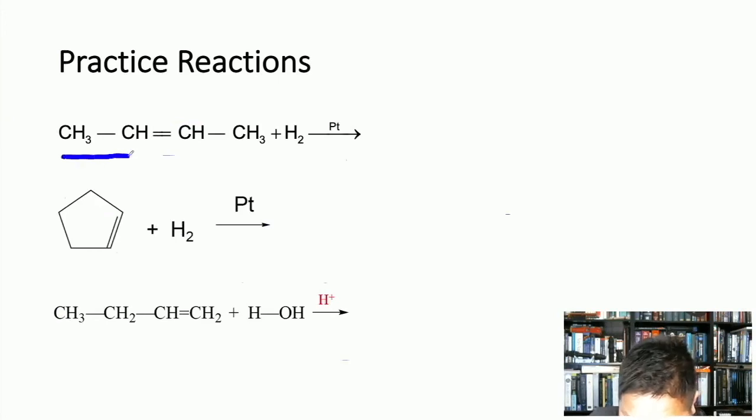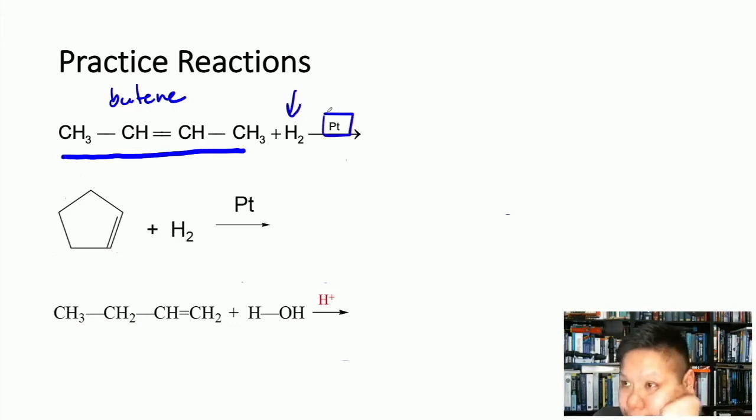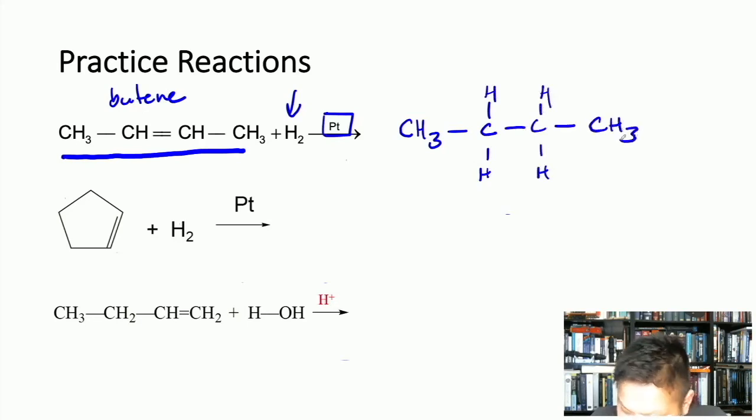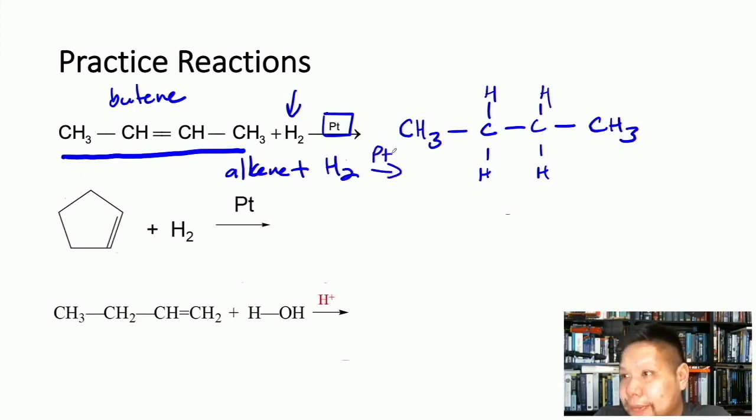I have CH3, CH, CH, CH3, which is just butene, right? And I am treating it with hydrogen gas in the presence of the catalyst platinum. What's going to be the product of this reaction? Well, we just saw in the previous slide, right? CH3, CH2, CH2, CH3. Because remember, an alkene plus hydrogen gas with some kind of catalyst like platinum, palladium, or nickel will give you an alkane.